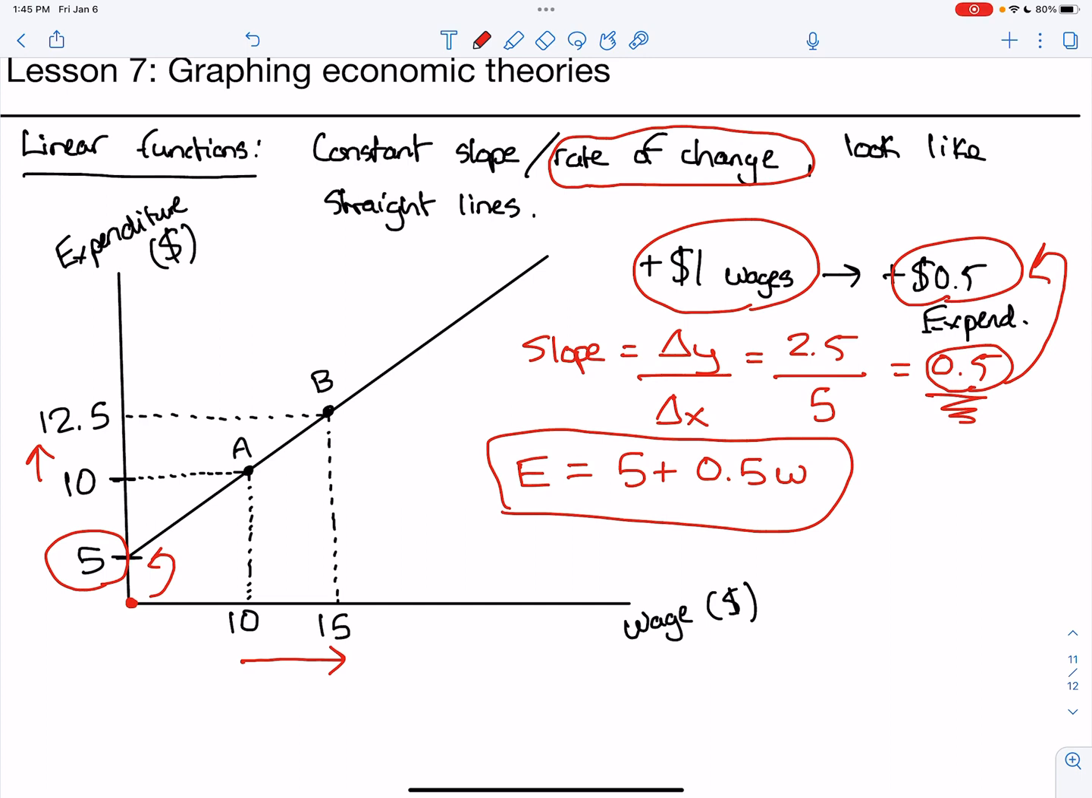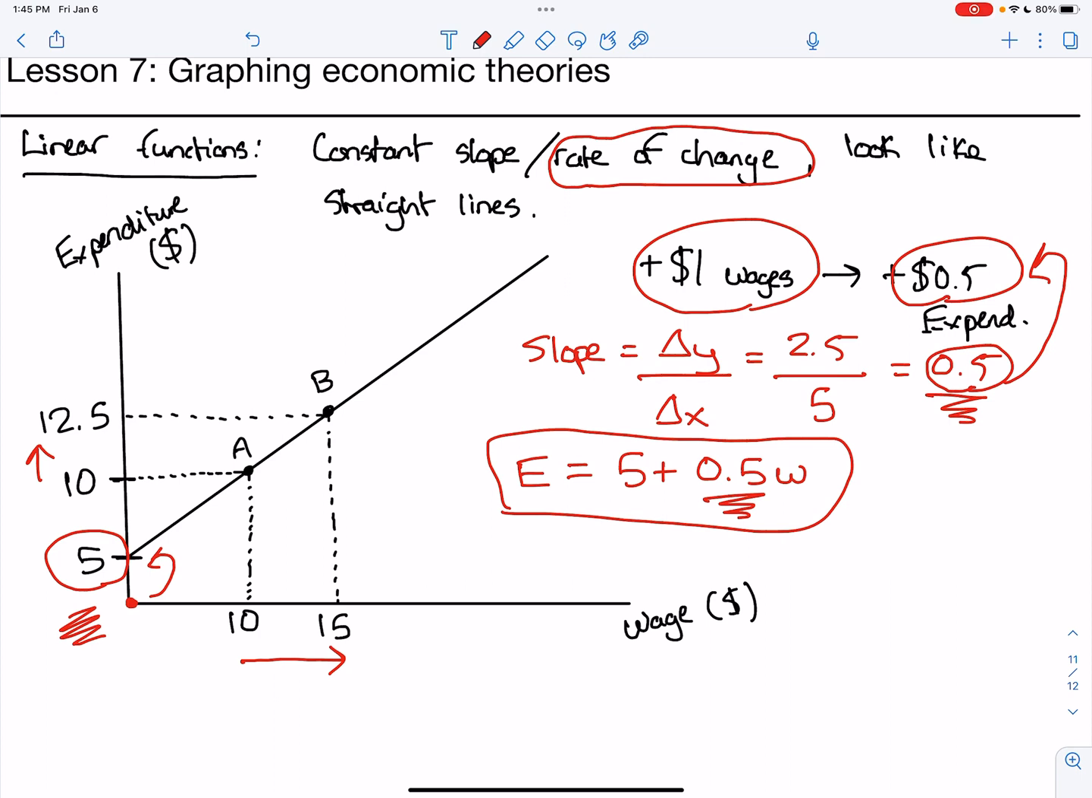And we want this equation to be telling us that for every dollar increase in wages, our expenditure will go up by 50 cents. And that's exactly what we have. If this wage number goes up by 1, then our expenditure goes up by 0.5, because you're multiplying wage by 0.5. So this equation tells us exactly what we wanted: when wages are 0, expenditure is 5, and when wages go up by $1, our expenditure goes up by 50 cents.